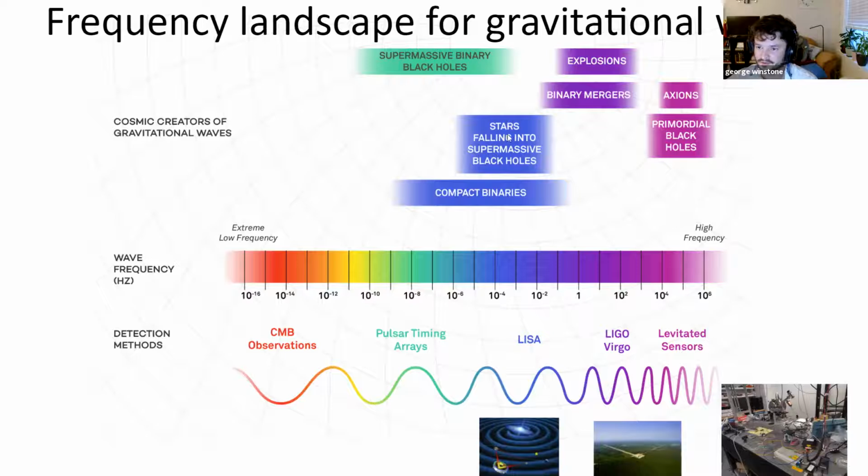So LIGO and Virgo, this is all fairly standard-model astronomy stuff. And then up here, the things that we want to look at are a little bit different. The two things we're looking at here are axions, specifically the QCD axion, and primordial black holes, and the interaction of those two, perhaps. So this is what we want to look at. How are we going to look at it?